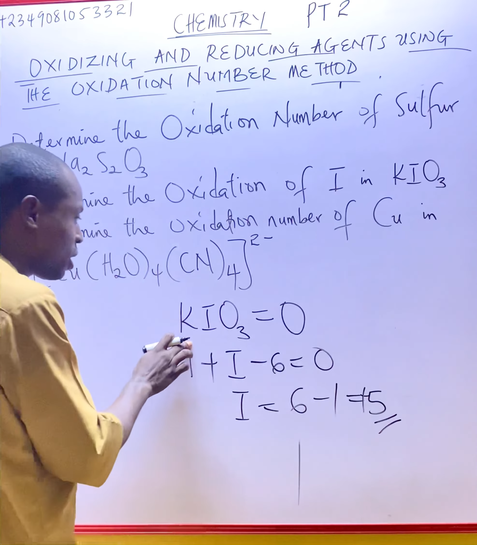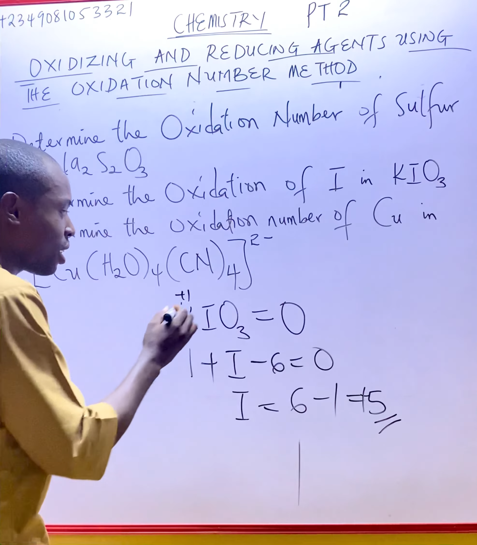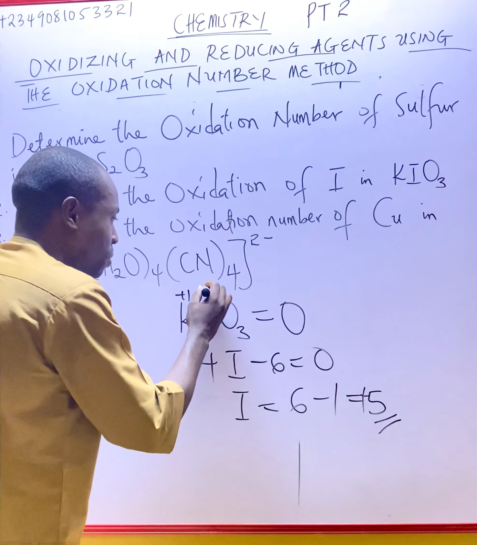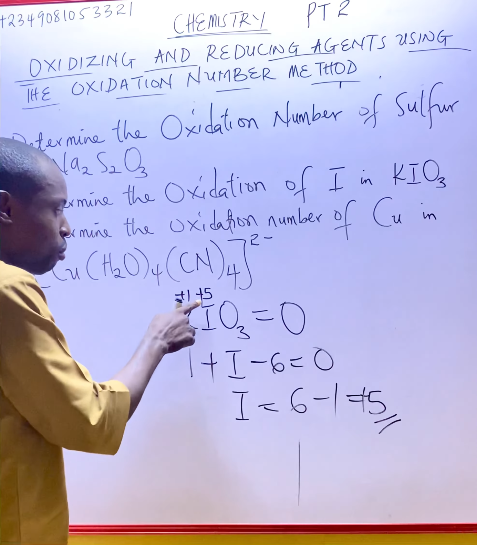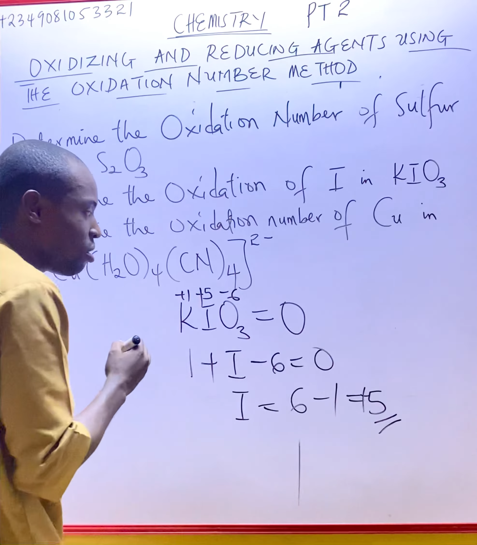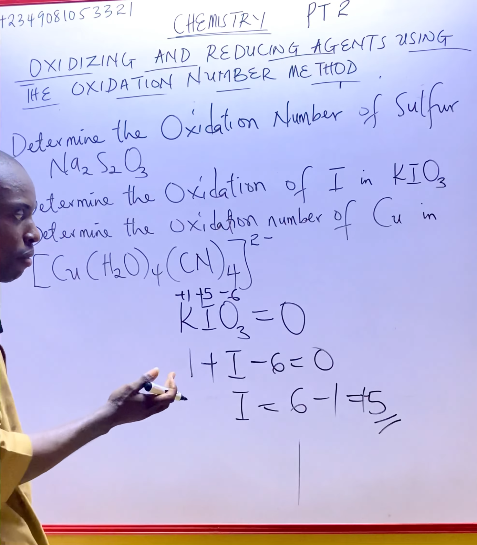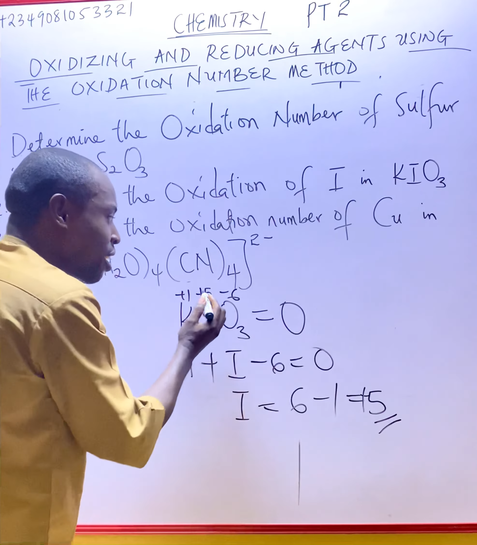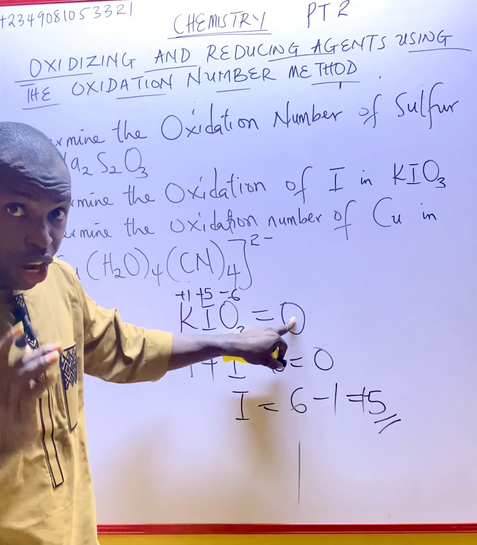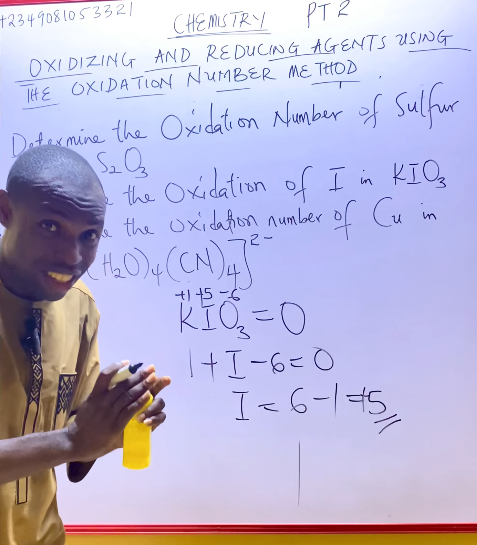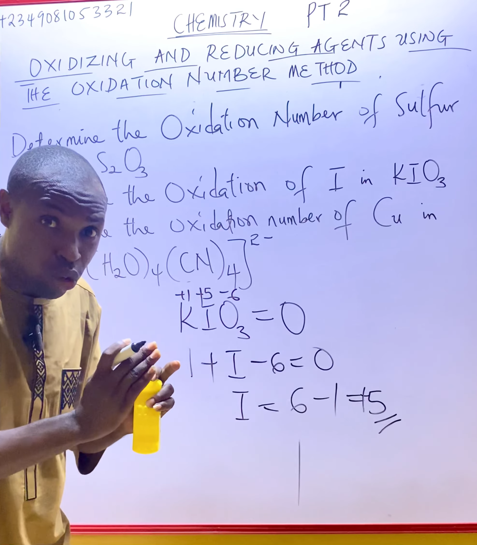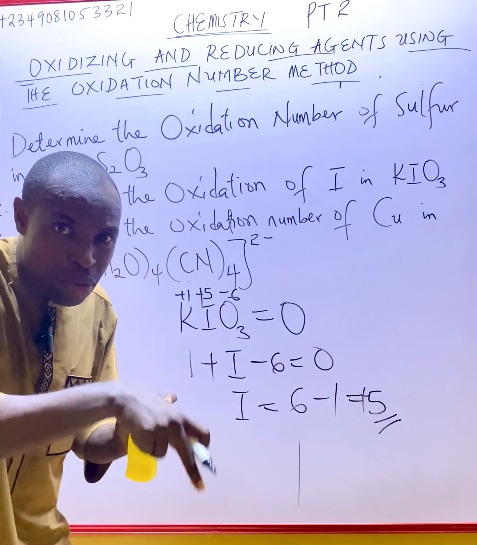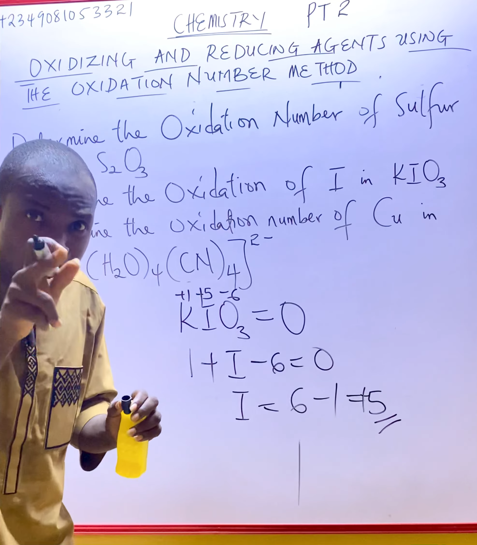Meaning, in this case here is plus 1, here is minus 5. Here is plus 5, here is minus 6, right? Potassium here is plus 1. Oxygen is minus 2 times 3, which is minus 6. So we add everything up here. It will give me equal to what now? 0. Is that clear? Do you understand it? If you do, comment below and say I understood.